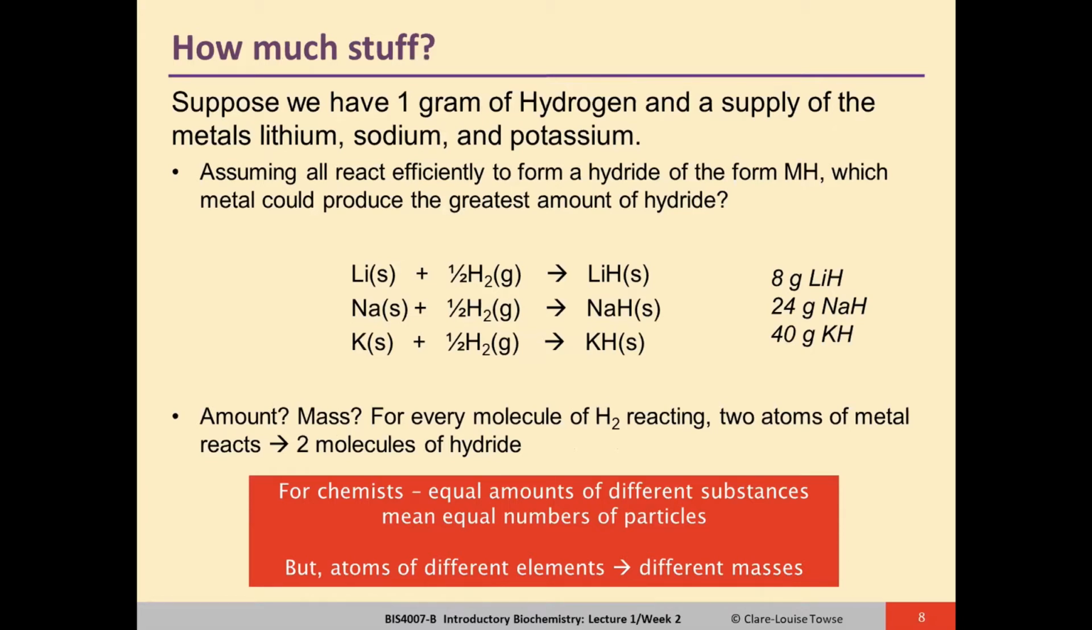Okay, here's an example. This could be a question like one of these multiple choice questions. As you can see, it's saying, suppose we have 1 gram of hydrogen and a supply of the metals lithium, sodium, and potassium, assuming all react efficiently to form hydrides. So LiH, as the product, these are called hydrides because it's a metal bonded to a hydrogen. I don't know if you can see my mouse. Is my mouse appearing to you? No, you can't see it.